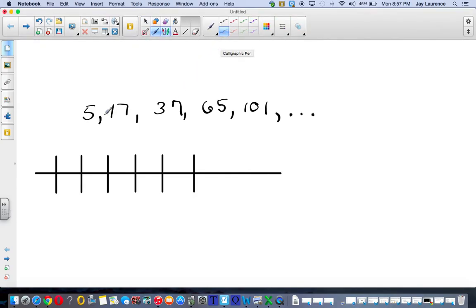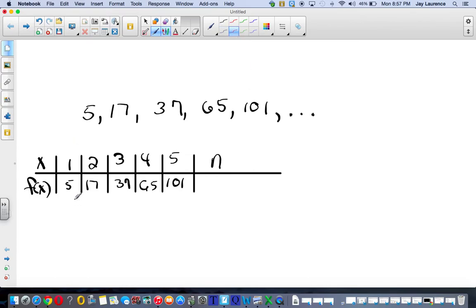Anyway, here's a sequence of numbers, 5, 17, 37, etc. And so I'm going to put them in my table. There's the x term, and then f of x. Remember, x is the input, f of x is the output. And 2, 3, 4, 5. I'm looking for the nth term. And I got 5, 17, 37, 65, and 101.